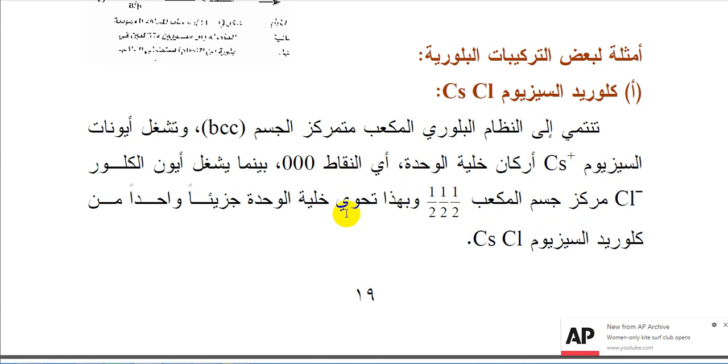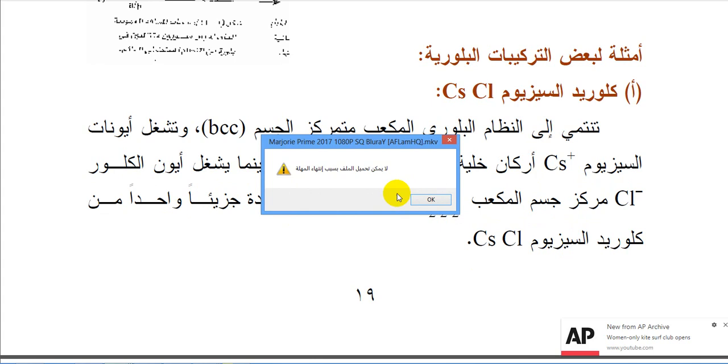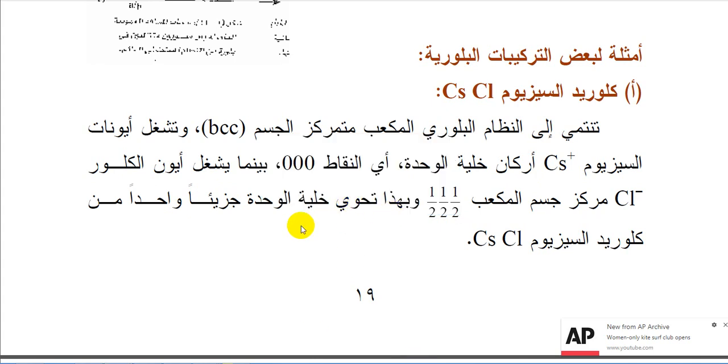Thus, the unit cell contains a single binary unit of cesium chloride, CsCl, as you can see here in front of you.